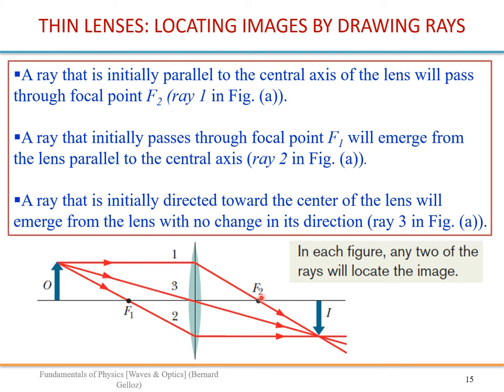Now a particular ray that is specific to lenses is a ray that is initially directed towards the center of the lens. Ray 3 here will emerge from the lens with no change. That's quite convenient. It's just a straight line, and you can find your intersection.